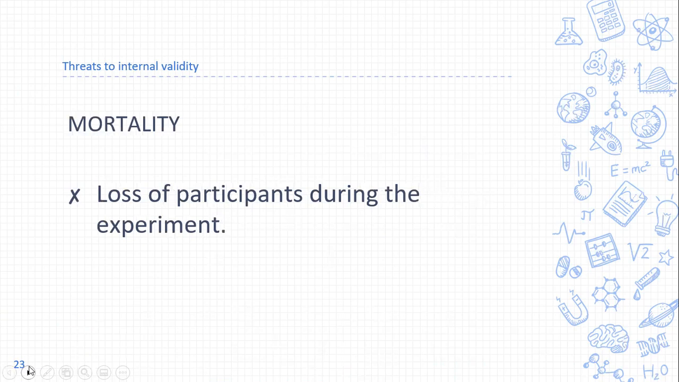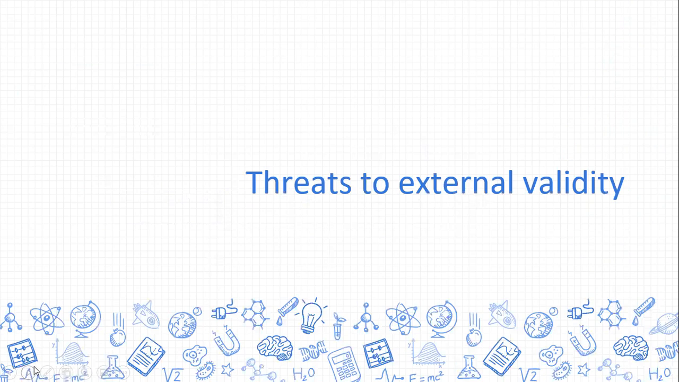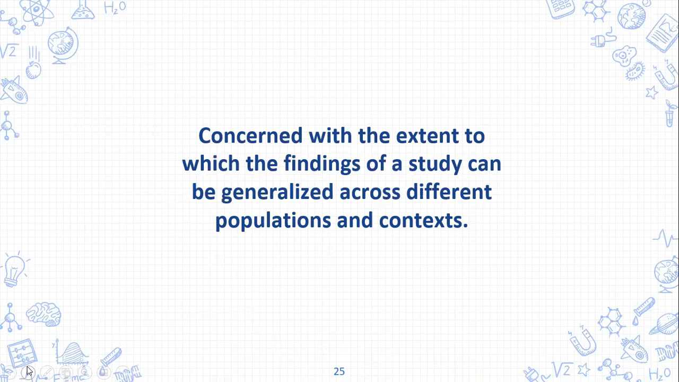The next area I'm going to talk about is threats to external validity. If we go to the next slide, you can see that it is concerned with the extent to which the findings of a study can be generalized across different populations and contexts. This means that whether or not the relationship between cause and effect can vary in persons, settings, treatments, variables, and measurement variables.